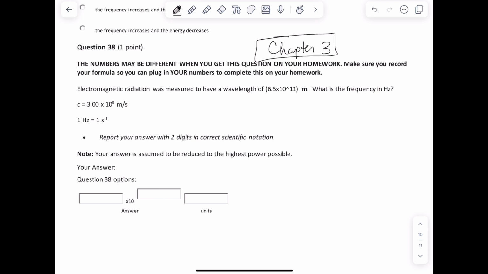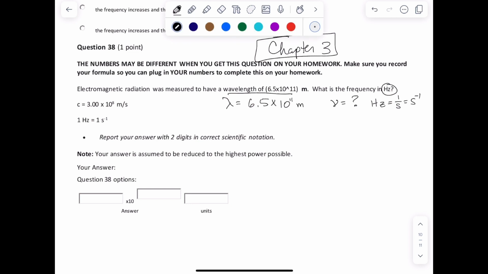So electromagnetic radiation was measured to have a wavelength of 6.5 times 10 to the 11th. It's written kind of weird, but it is what it is. Meters. What is the frequency in hertz? Remember that hertz is the same thing as 1 over seconds, or seconds to the minus 1. Those all three mean the same thing. The other piece of information here is that we do have the speed of light involved because the formula is lambda nu equals c. The textbook listed it a slightly different way, but it's the same thing.